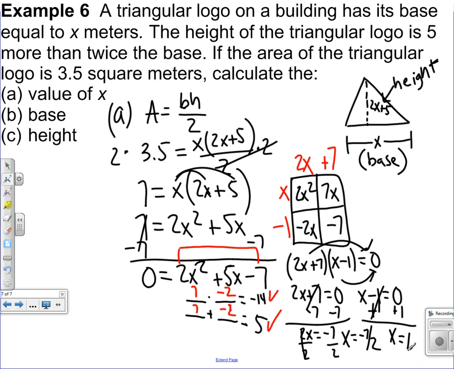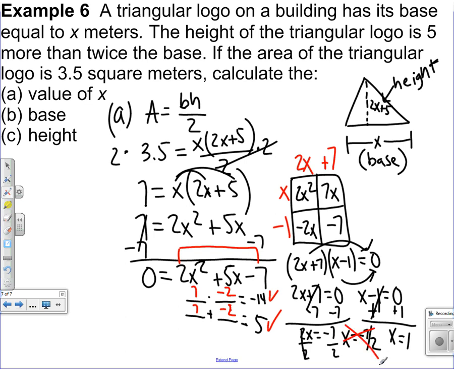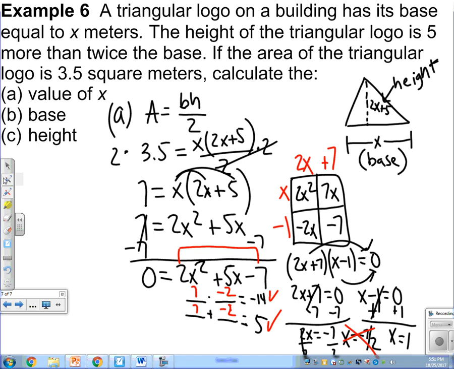Now, because this is an application problem, it is possible that only one of these solutions makes sense. What did x mean? X was referring to the base of the triangle. That has to be something that's positive because it's a length. The value of negative 7/2 is trash. It's garbage. Get rid of it. Like it's yesterday's news. Forget about it. That can't be a value that makes sense for this problem because a negative length is nonsensical. So what does this mean? Our base is 1. Oh, that answers part B.